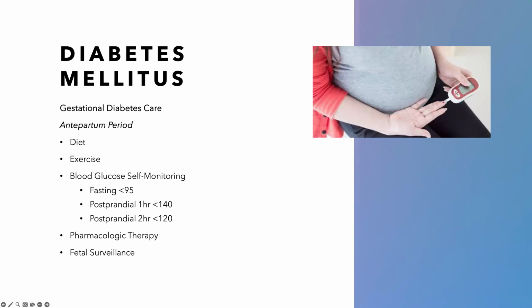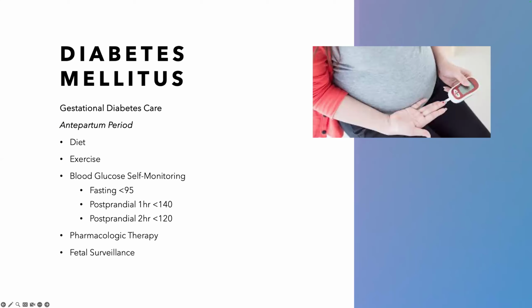We want their fasting below 95. We want their postprandial 1 hour below 140 and 2 hour below 120. And it's the same thing. We care about the postprandial because that is what is going to the fetus, and that's what we want to control. And then depending on what those numbers are, if those are abnormal, they may have to start therapy.